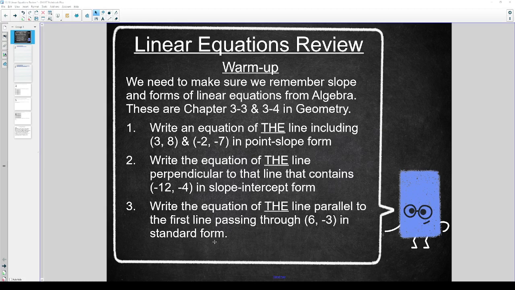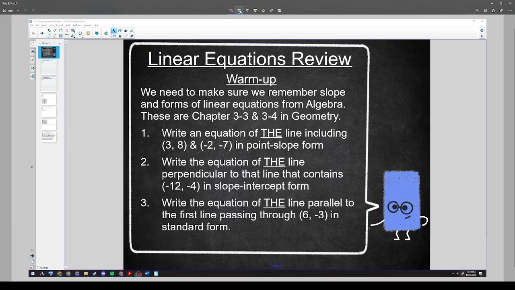So I would like you to, if you haven't done this, pause the video and try to do these 3. Make sure you remember that stuff, and then I'll go over the answers to that. But do try it on your own. I want to make sure that this stuff is still with you from what we did last year in algebra.